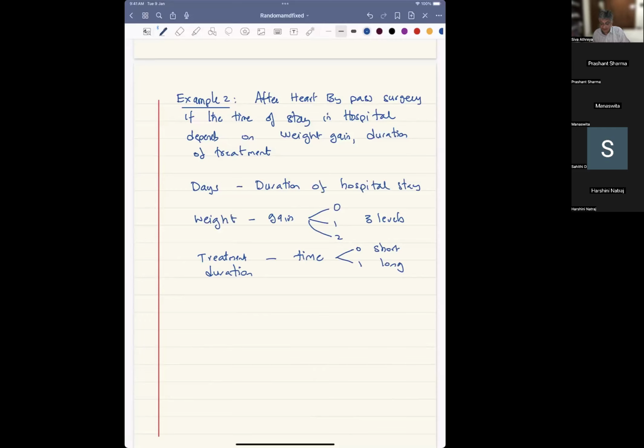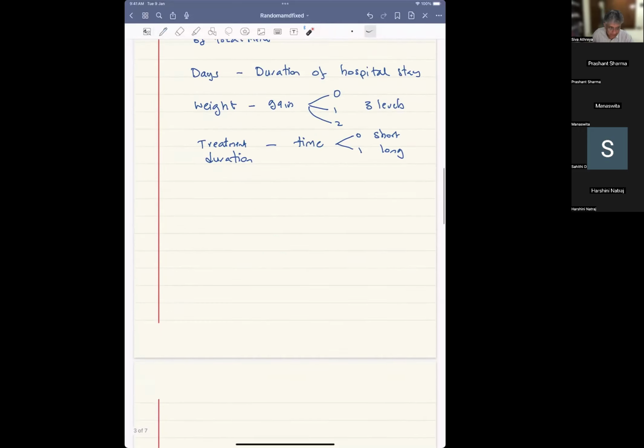Right. So we have a data set. Now here, this is the next generation of the previous one. So you have more than one grouping. You're trying to understand days with regard to two groups, weight and treatment duration. So you have two groups, and you have some factors in the first group, some factors in the second group. How would you model this? Here we modeled it in the following way.